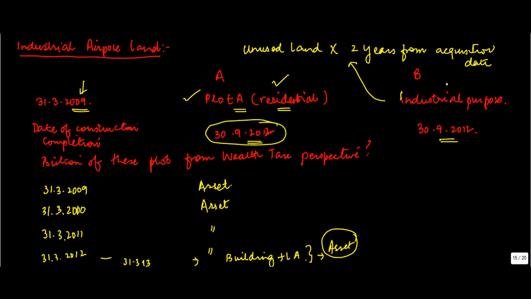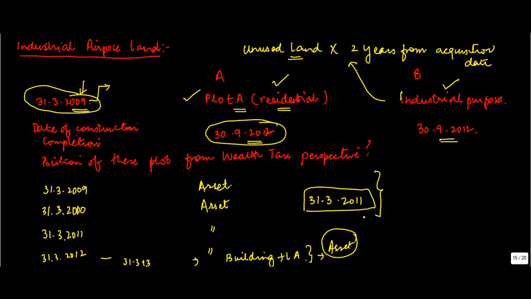Now, this is an industrial purpose land, so it will be covered within the definition of this from the acquisition date. So the acquisition date was 31/3/2009. 2 years from the date of acquisition will be 31/3/2011. So up to this date, this will not be treated as an asset. So the first valuation date will be this. So it is not an asset.